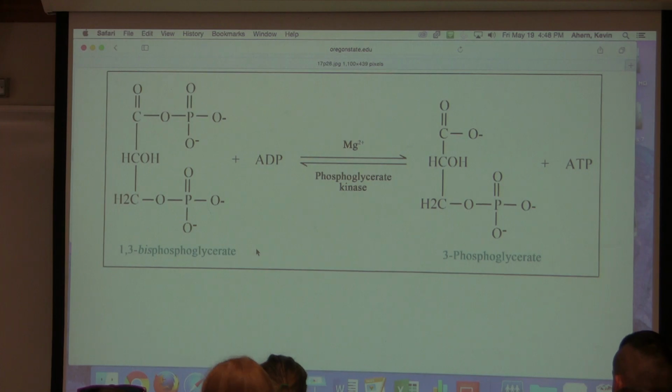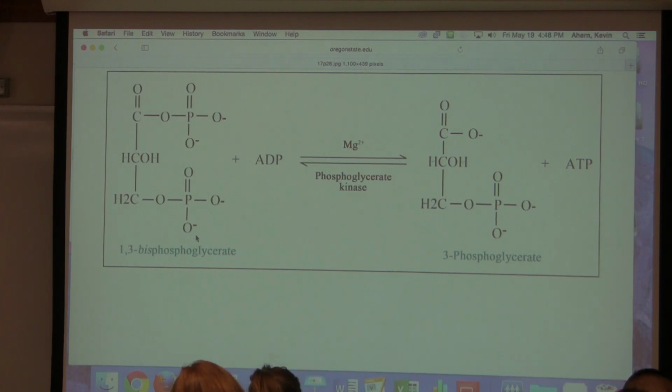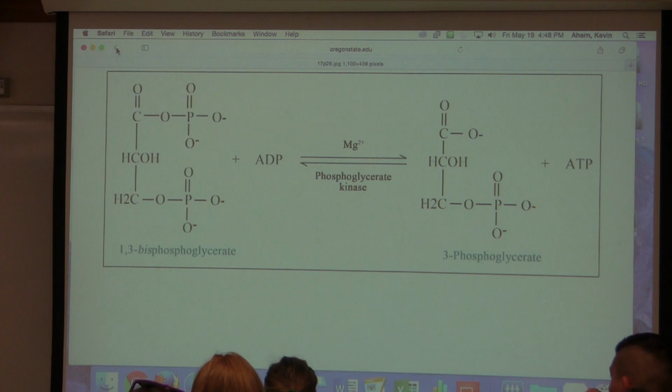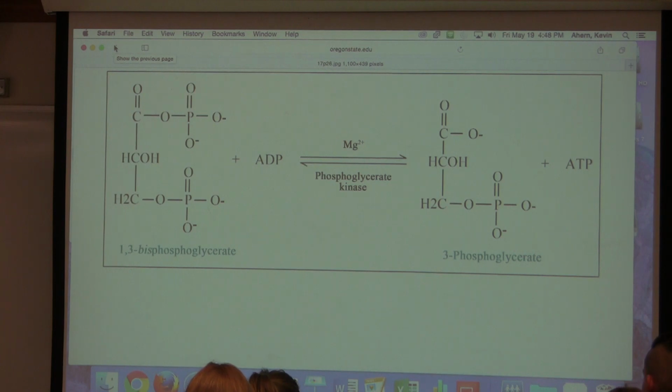For the reactant, 1,3-BPG. That's going to sound like something we've talked about, right? And guess what? 2,3-BPG doesn't enter the equation yet. But it sounds like it, right? The product is called 3-PG. 3-phosphoglycerate is 3-PG.